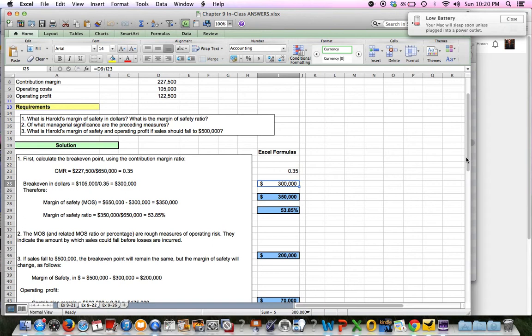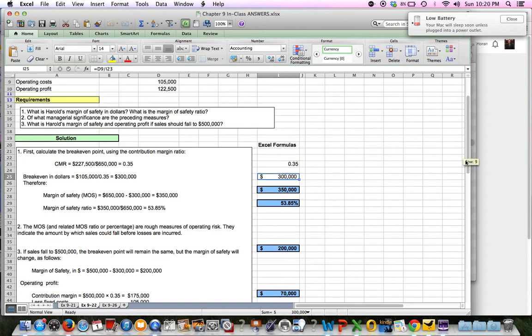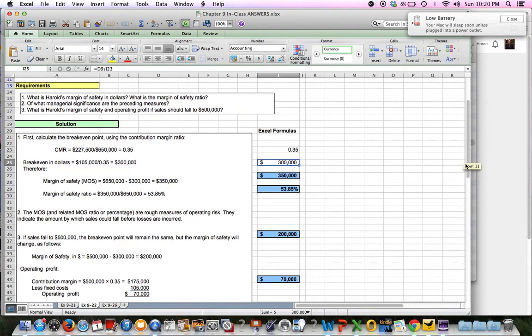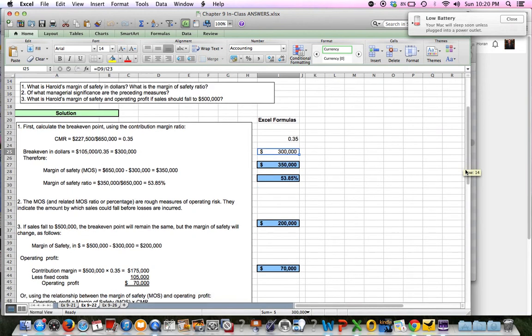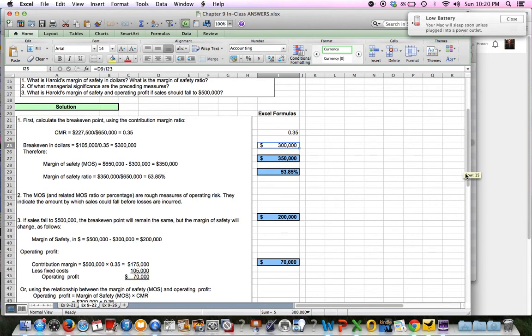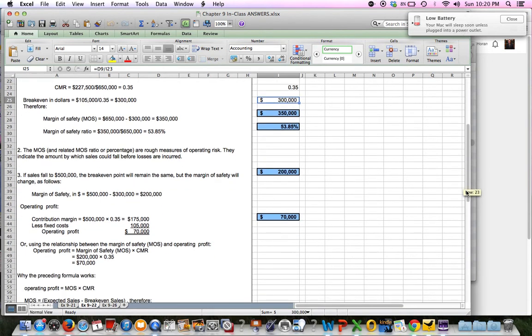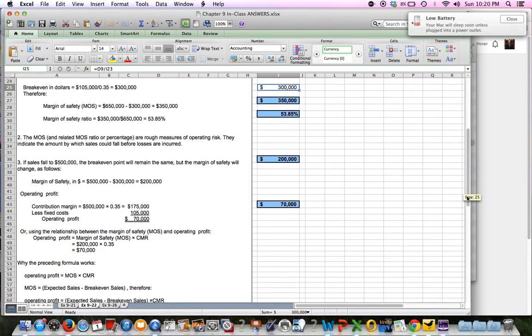He wouldn't lose money. And then for question number 2, what's the significance of those measures? It basically helps him measure his risk. How much could sales fall before he would lose money? And what about Harold's margin of safety and operating profit if sales were to fall to 500,000? He's still in pretty good shape if sales fall a little bit. He's really not going to be in too bad a shape.